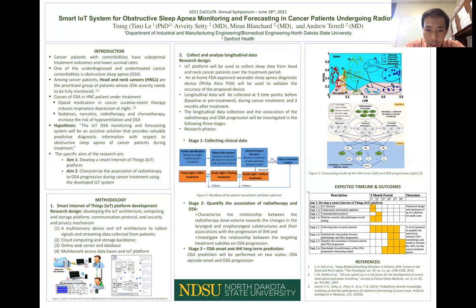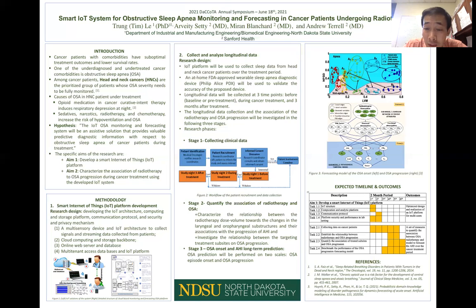After the data is collected, we're going to characterize the relationship between the radiotherapies, in terms of the doses and the volumes, and the change in the substructures as well as the AHI progression. And finally, we're going to investigate the relationship among those targeting subsites on OSA progression. And finally, the model is going to be used for the onset and long-term AHI prediction.